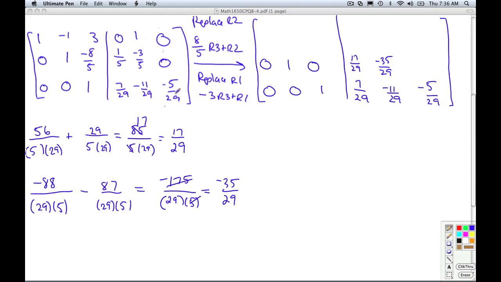And the last multiplication, mercifully, is a little easier. When I multiply him by 8/5, the 5's cancel out. I just get negative 8/29, and I'm adding that to 0. And so that'll give me the new row 2.